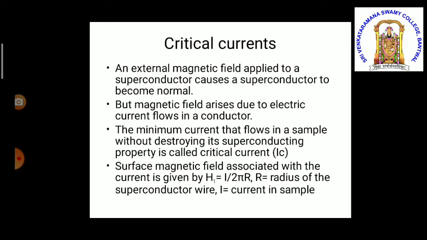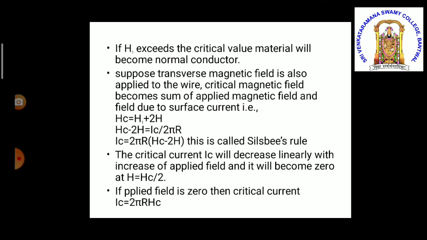The surface magnetic field associated with the current, H1, is given by H1 equal to I by 2 pi r. Here r is the radius of the superconductor wire, and I is the current in the sample. If H1 exceeds the critical value, the material will become a normal conductor.